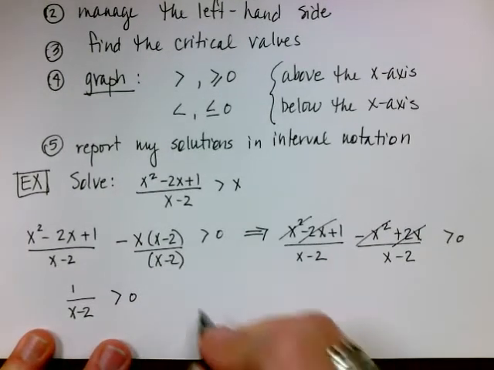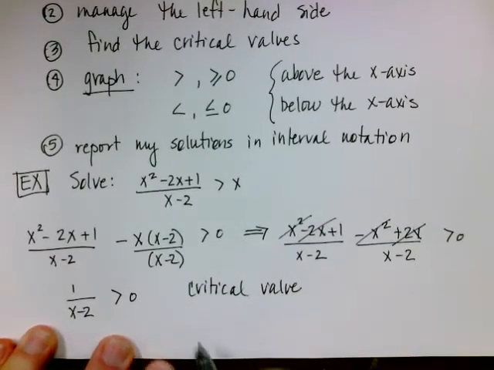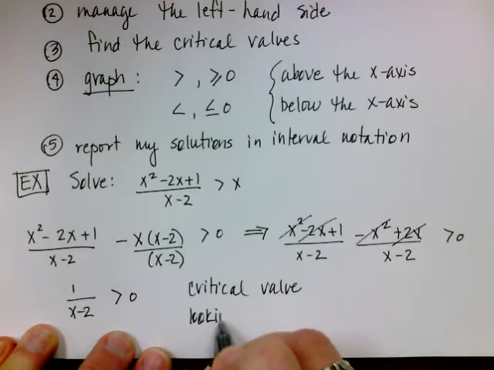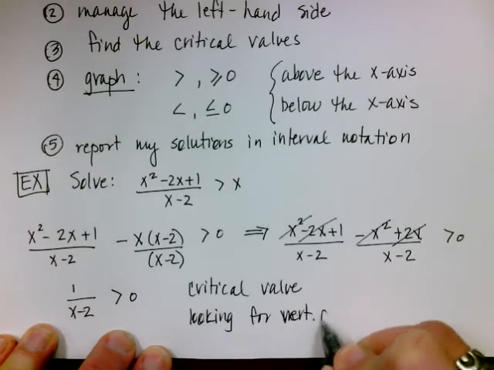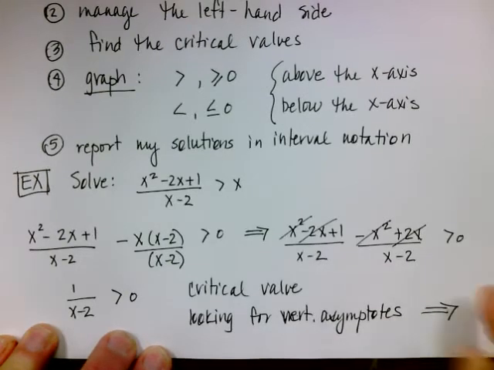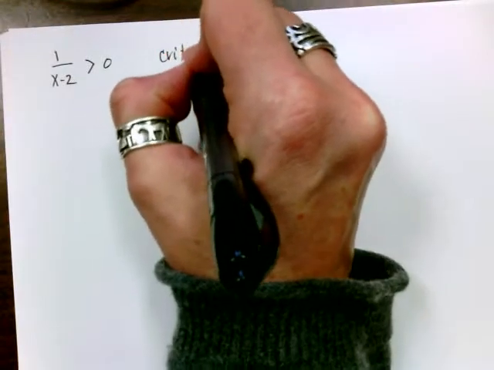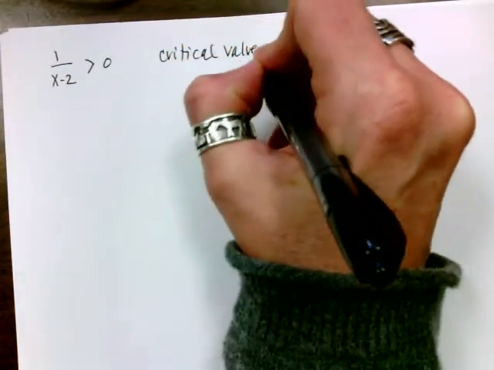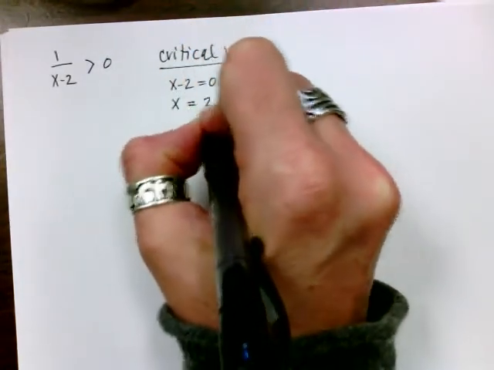So now I need to look for a critical value. Another name for my critical value is I'm looking for my vertical asymptotes. And I'll show you why. So I guess I am going to have to go to another sheet of paper. All right, so let me rewrite the equation. I have 1 over x minus 2 is greater than 0. So my critical value, or my vertical asymptote, is going to be x minus 2 equals 0, so I'm going to get x is equal to 2.